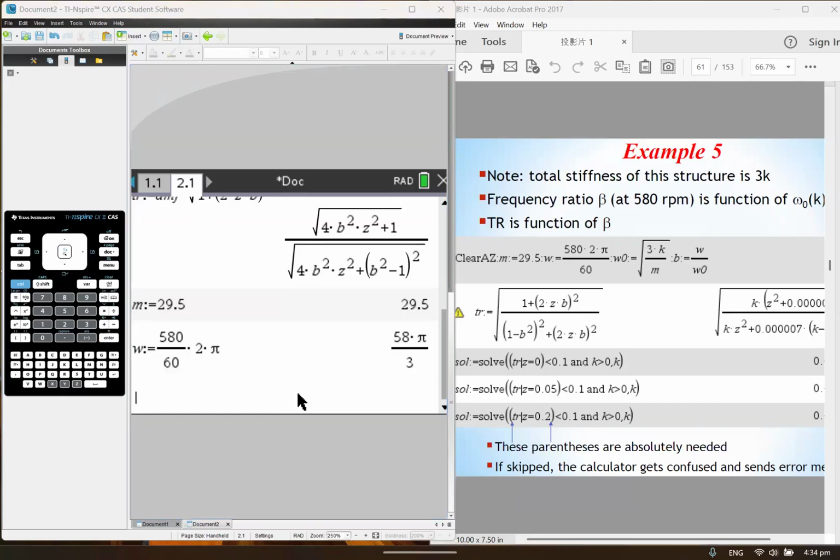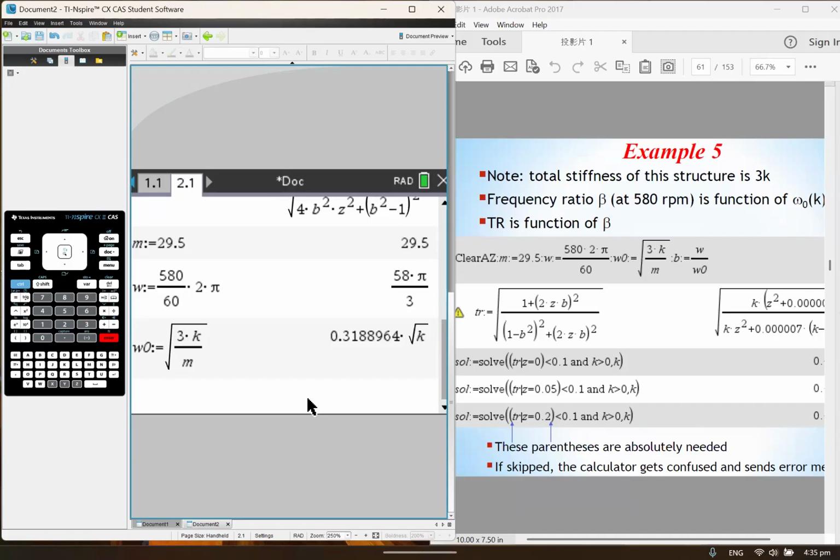Now, let's look at omega 0, the natural frequency. That is square root k over m. So we'll just enter that, but be careful. K is the total stiffness of your structure, which in this case consists of 3 springs. So 3 times k over m. Of course, k is going to stay symbolic. That's the unknown that we're going to solve for.